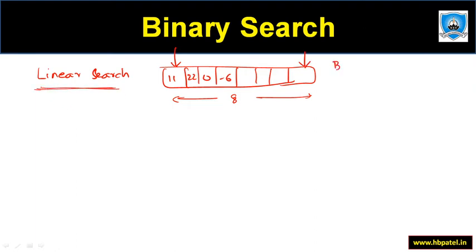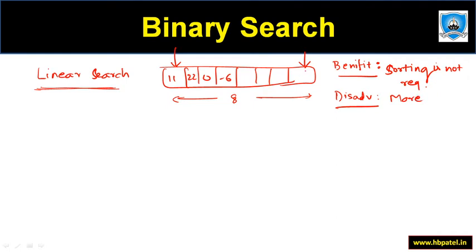The benefit of linear search is the elements are not required to be sorted, so sorting is not required. But the disadvantage is it takes a little more time. It is more computation time, because if you are looking for something which is available at the end, you will have to search through the entire list. So it requires more computational time.